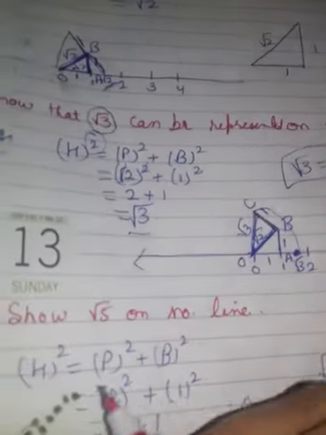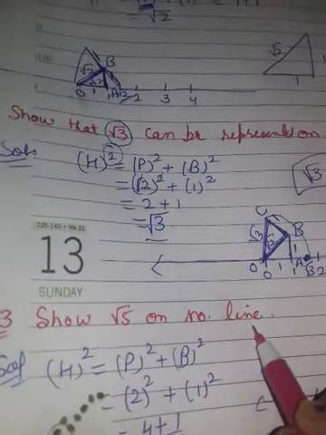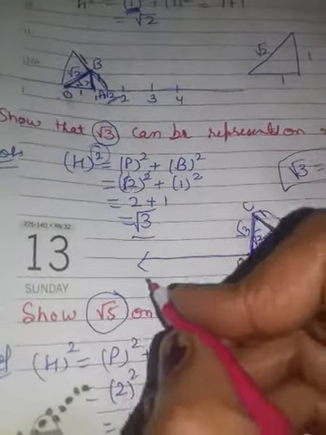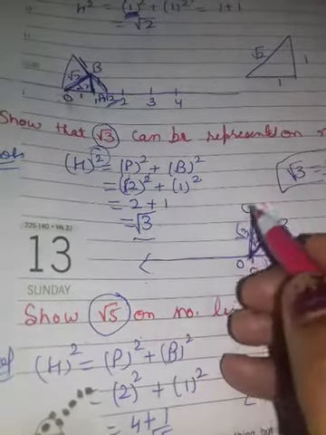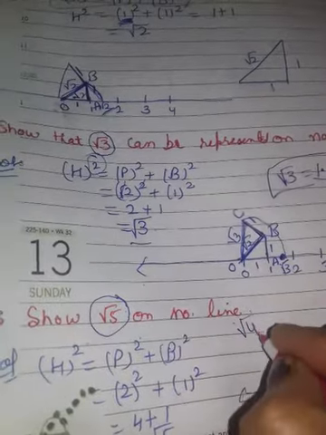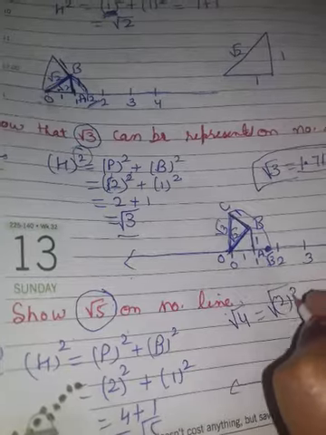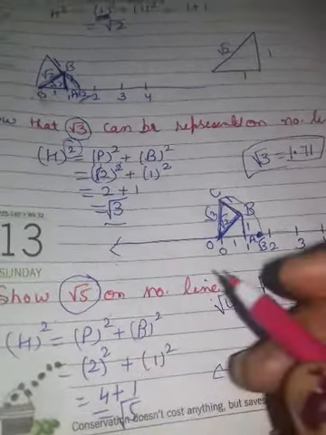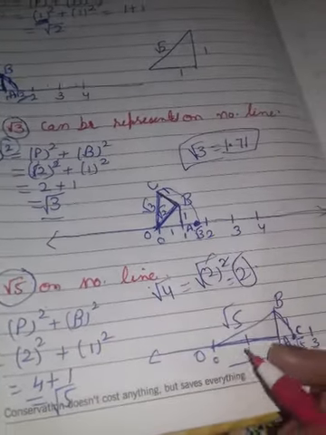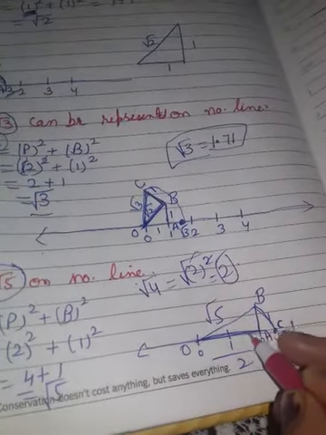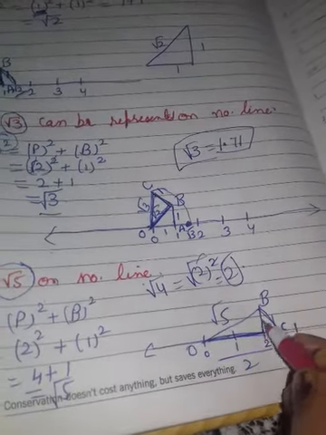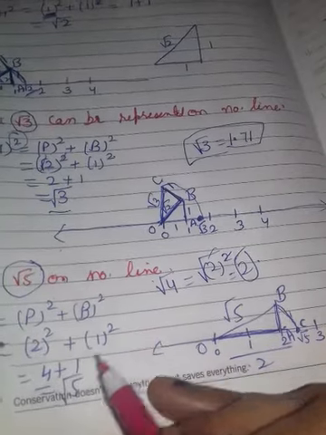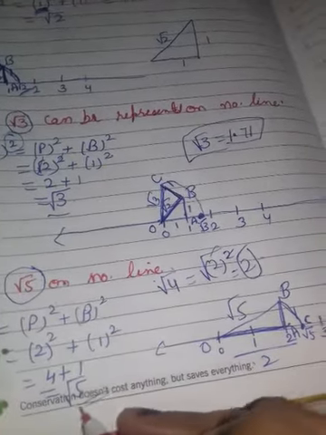Next question is, show root 5 on a number line. Now you were thinking what to take. If I take 3 as a base, 3 plus 1 you will get 4, but you know root 4 is 2, so no need. This is a rational number. For this I am changing my base, but the perpendicular is fixed. So I am taking now as a base 2 and the perpendicular is only 1. 2 squared is 4 plus 1 squared is 1. 4 plus 1 is root 5.